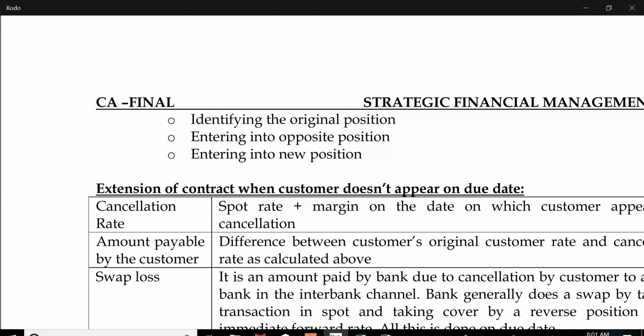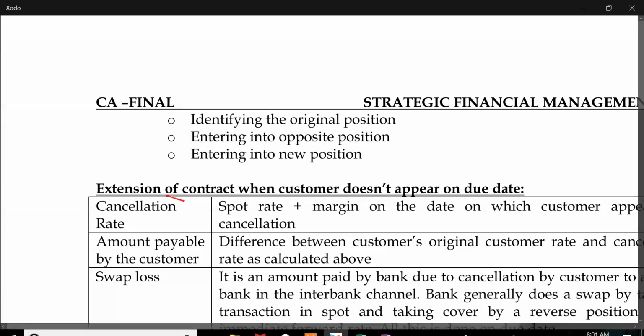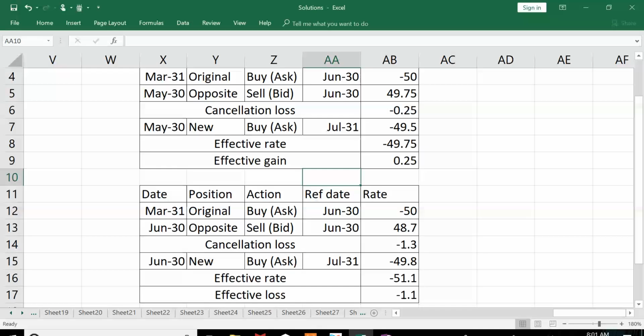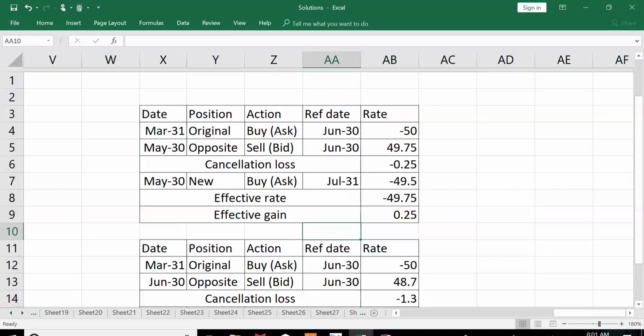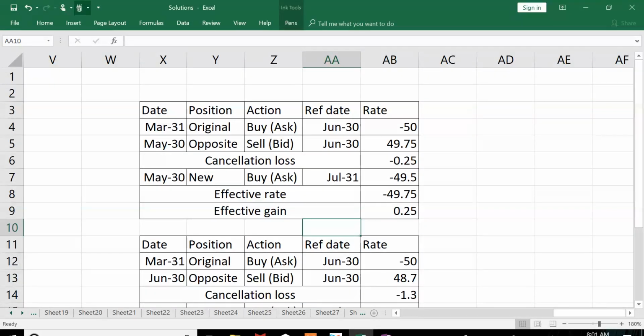Now, extension of a contract when a customer doesn't appear on due date. The first thing which you have to do is determine the cancellation rate. Till now, all of this is technically a cancellation. The moment you write the opposite, you are doing a cancellation of a contract. Any cancellation we have done, we have ensured that June 30 is cancelled with the June 30 rate.